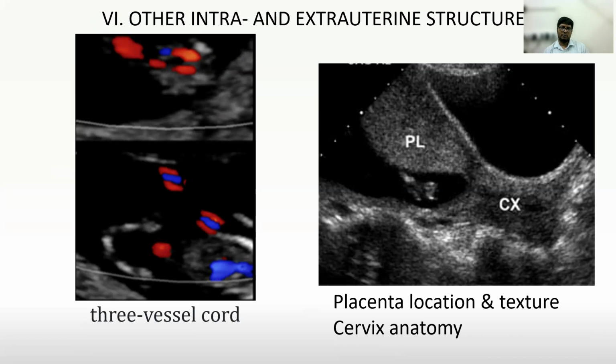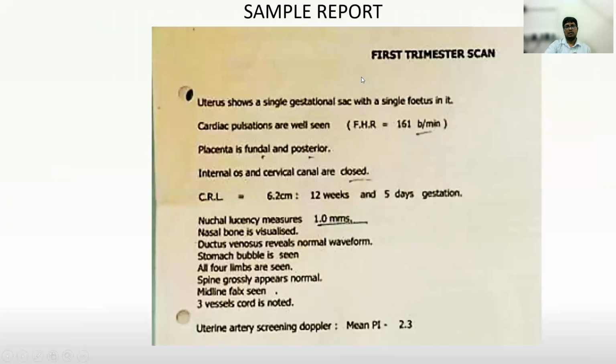The other thing that we have to mention is the cervical length or the cervical anatomy, where a reduced length shows an increased risk of pregnancy loss. These are the structures and the things that we should be looking for in the first trimester screening.